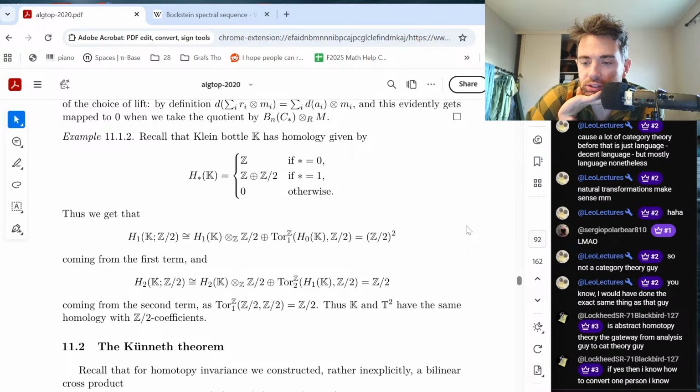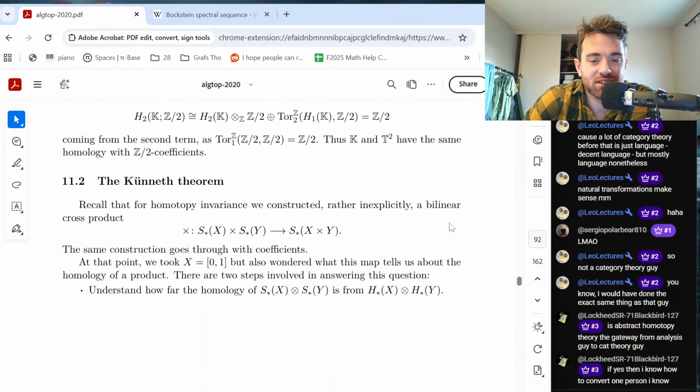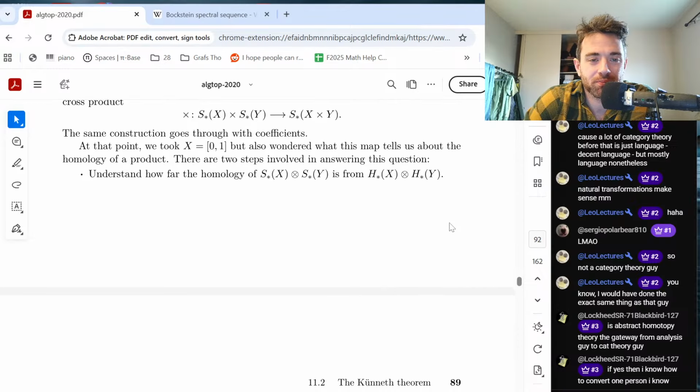You would have done the exact same thing as that guy. Is abstract homotopy theory the gateway from analysis guy to category theory guy? Could be a gateway. If yes, you know how to convert one person. Go and give it a try and let us know how it goes.